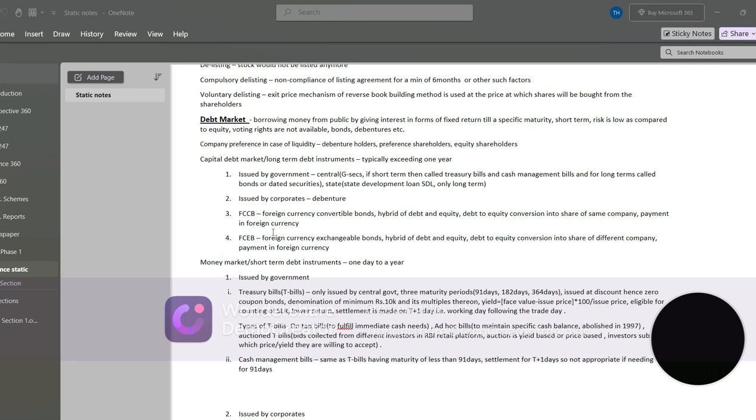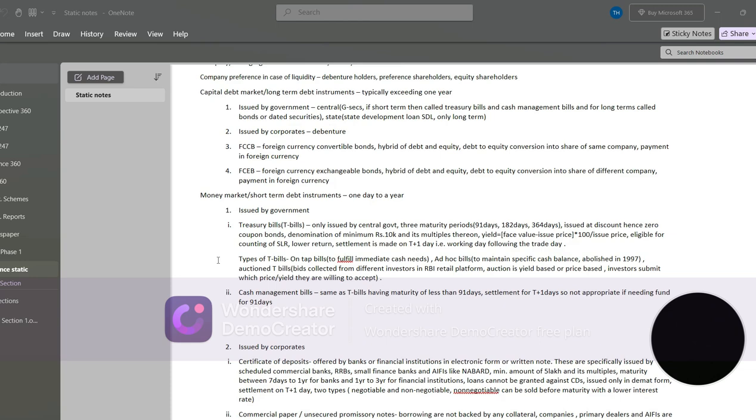Now, last is foreign currency exchangeable bonds. These are also a hybrid of debt and equity, and debt to equity conversion is present there, but that conversion can also be in shares of a different company. And similarly, here also the payment is in a foreign currency. So these were the four kinds of issues in a debt market.